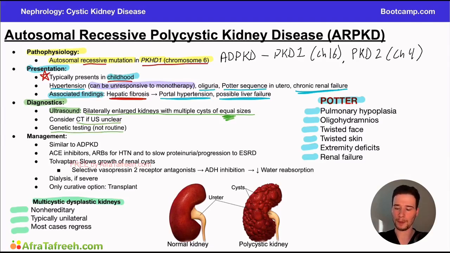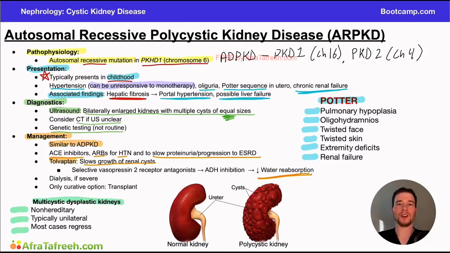And finally, moving on to the management for this condition. Similar to autosomal dominant polycystic kidney disease, we're going to be doing symptom management. So we're going to be doing things like ACE inhibitors, angiotensin receptor blockers for the hypertension, and to slow the proteinuria and progression to end-stage renal disease. We can also consider using tolvaptan, which can be useful for slowing renal cysts, but also for decreasing water reabsorption.